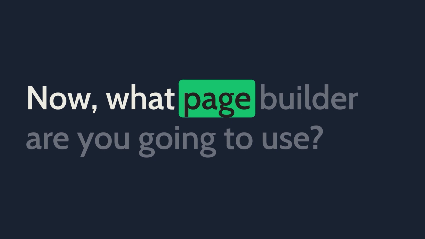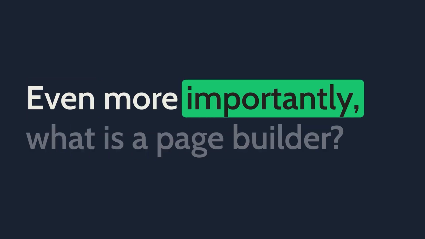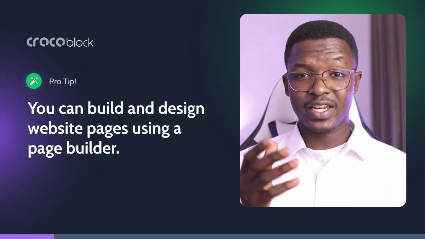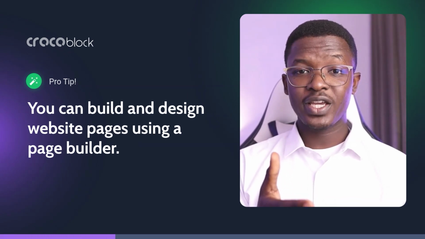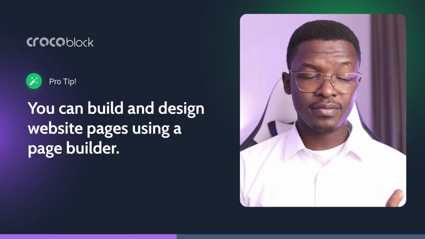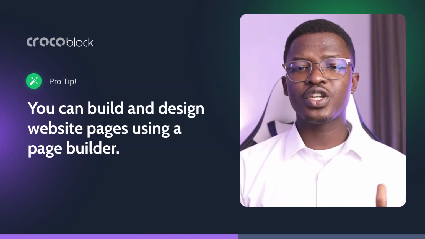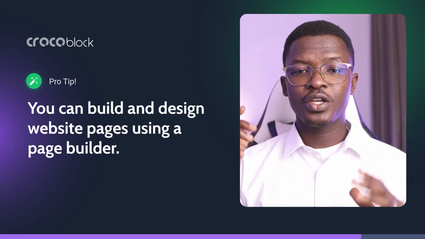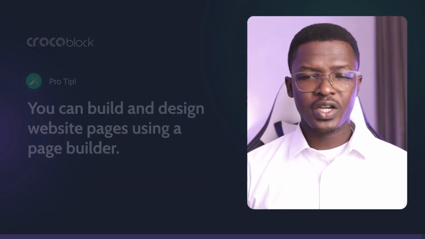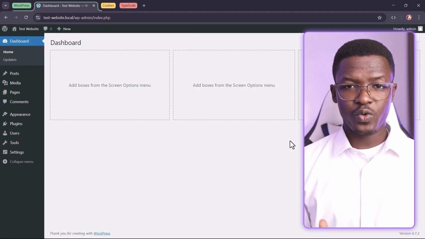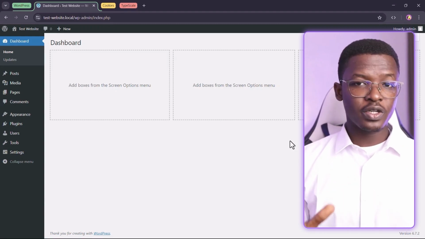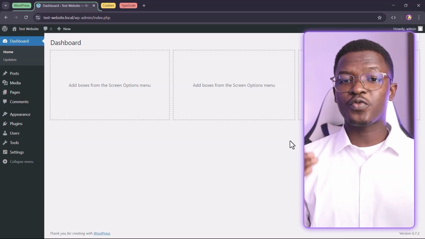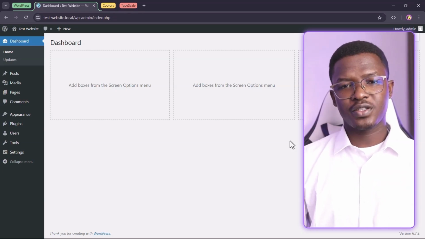Now, what page builder are you going to use? Even more importantly, what is a page builder? A page builder is simply an application that you install either as a theme or a plugin right here on WordPress that you can use to page build. You can build out your pages the way you have them in your mind using a page builder. And I'm going to show you just how this works. So in this lesson, what we're going to cover is how to set up your design system inside of your page builder and get yourself ready to build your very first page.